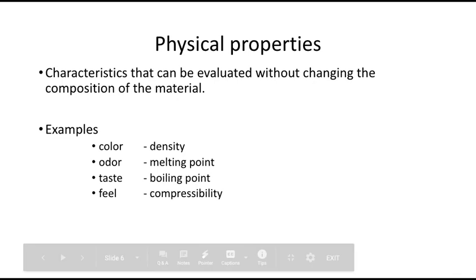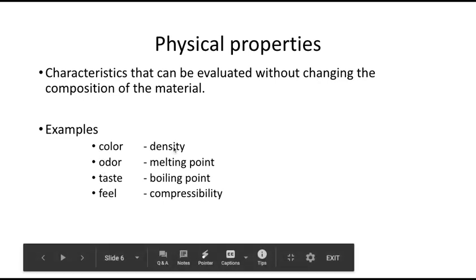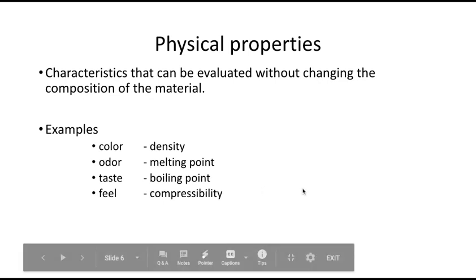So matter can also have physical and chemical properties. Physical properties are characteristics that can be evaluated without changing the composition of the material. So the material doesn't change. The metal, the copper, doesn't change. Some examples of physical properties are color, odor, taste, feel, density, melting point, boiling point, and compressibility. Each of these represents a different physical property. Basically each material, each thing that has matter, has varying amounts of these physical properties.